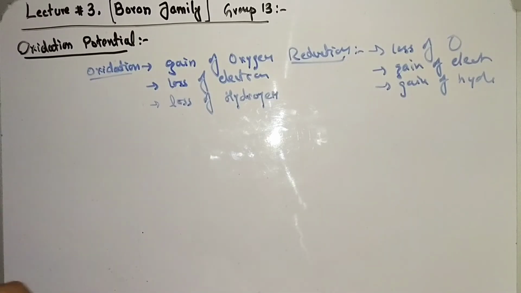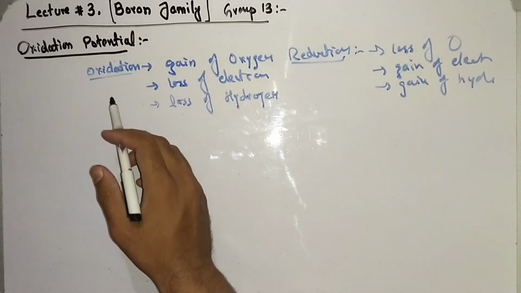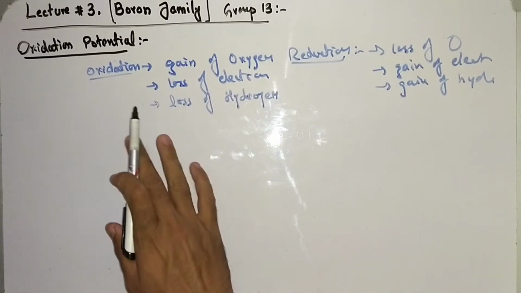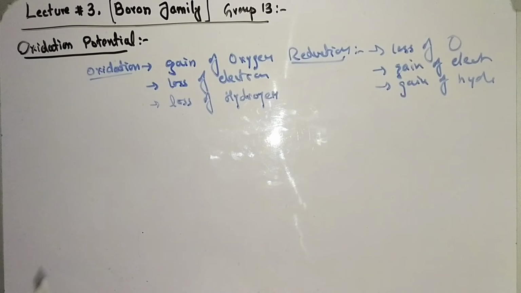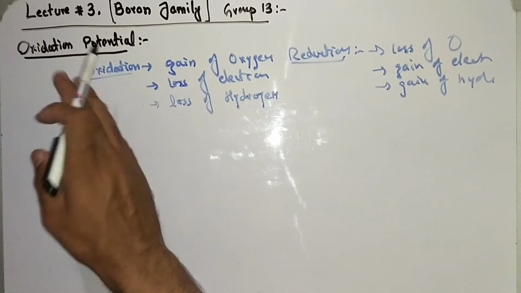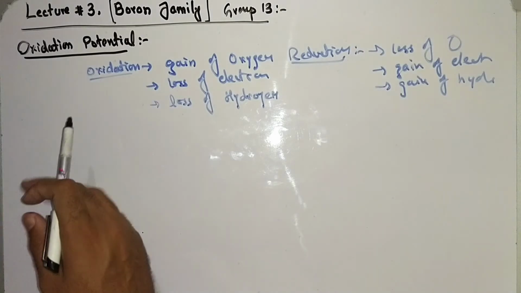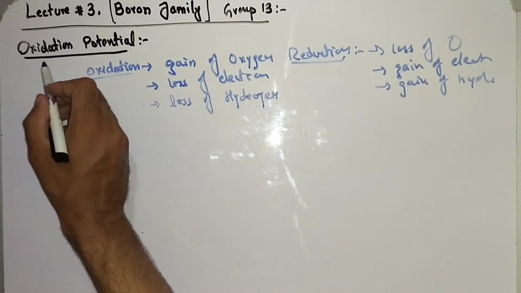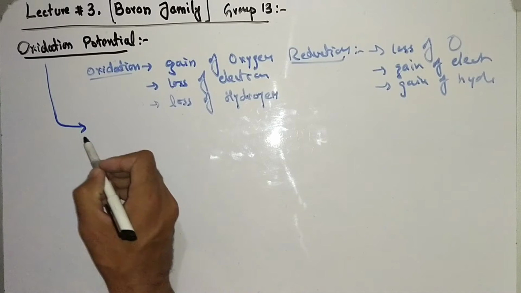So now come to the point. First of all, the definition of oxidation and reduction. Please remember this. It will help in this point, and after that in the coming point, that is oxidation state. So what is meant by oxidation potential?